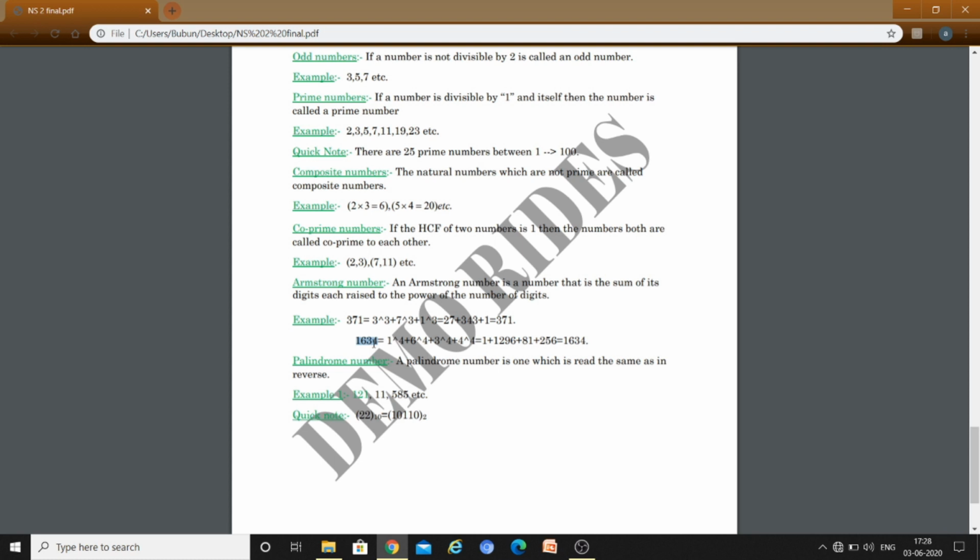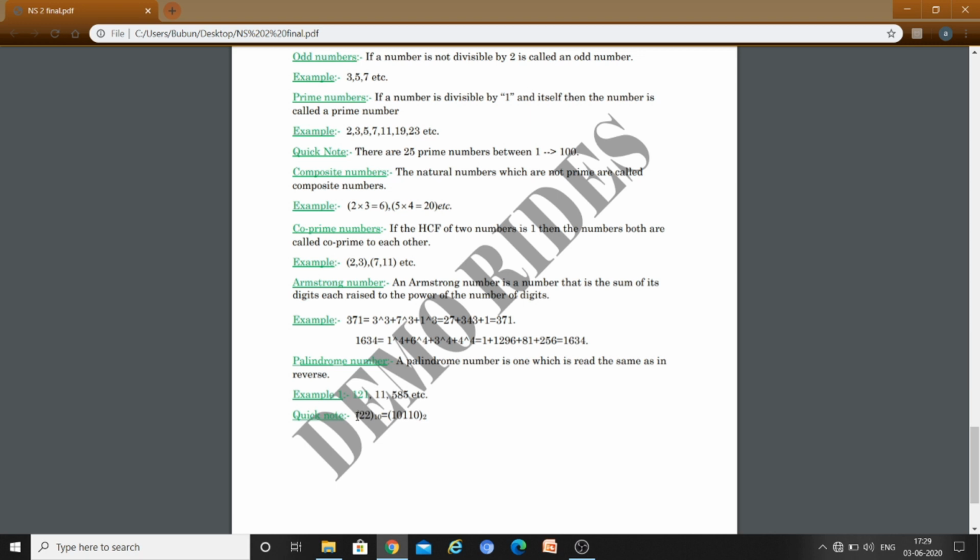Now, palindrome number. Okay, a definition first. A palindrome number is one which is read the same as in reverse. If we write a palindrome number in reverse, we get the resultant number the same as the original number. Like if we write the 585 in the reverse order, we get the result 585 itself. Okay, so if we write the palindrome number in reverse order, we get the original number only.